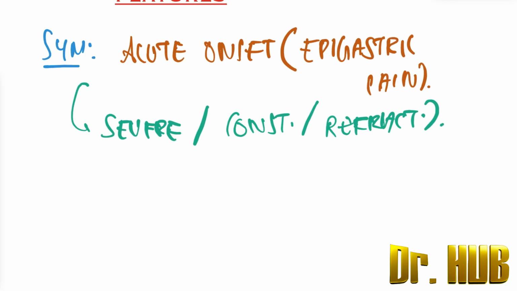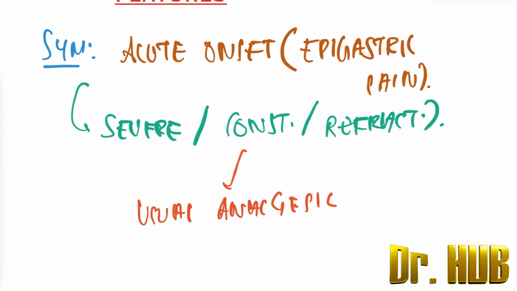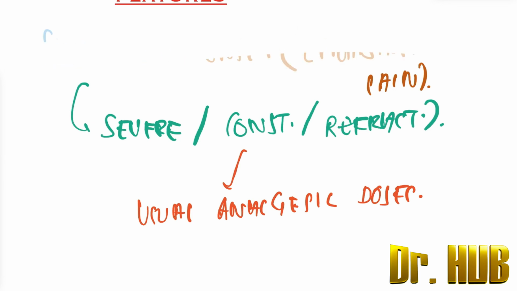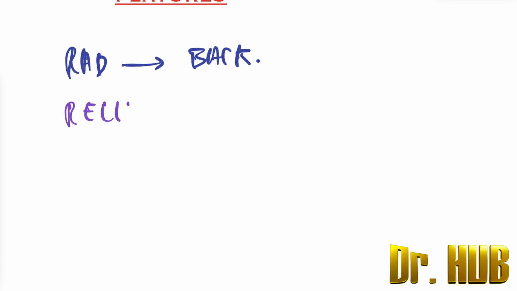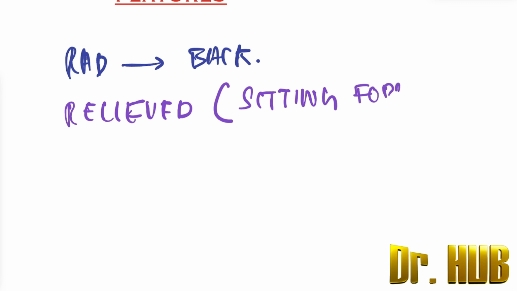Refractory to the usual analgesic doses. Next, we need to know that it radiates to the back. Typically it radiates to the back and it is relieved by sitting forward.